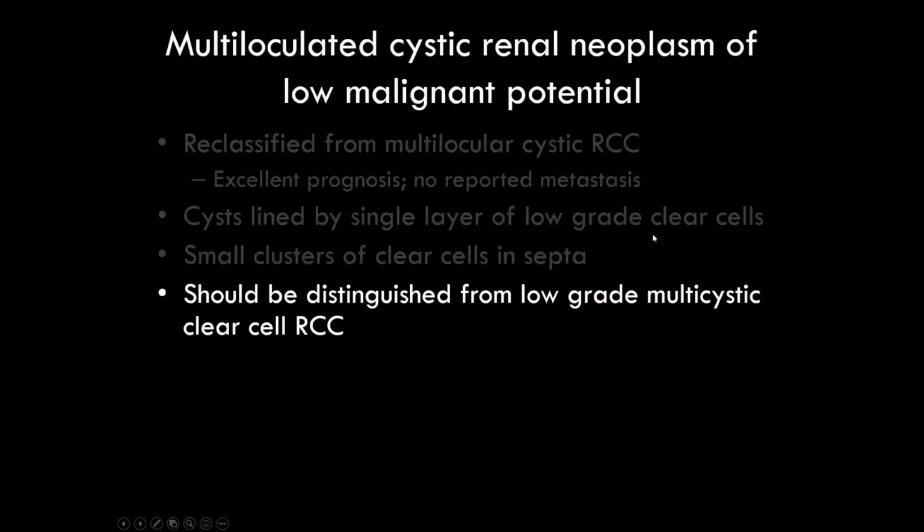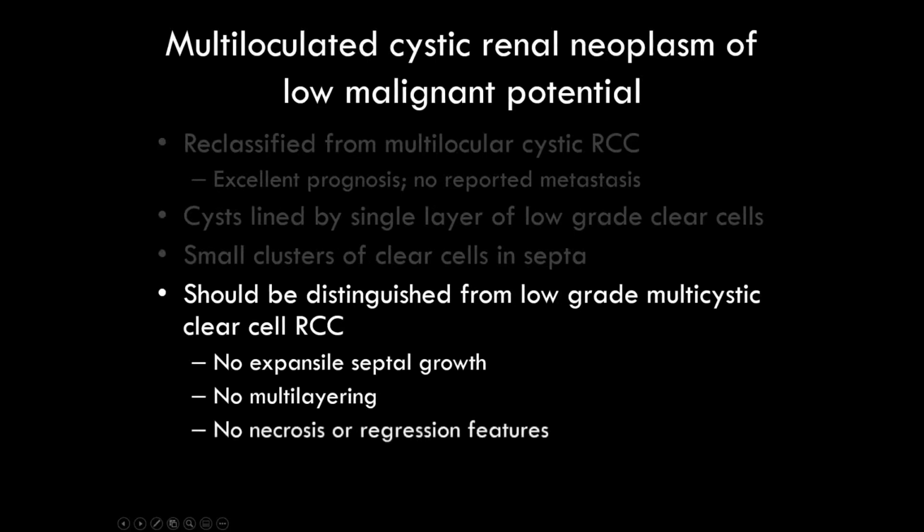So it becomes important then to distinguish this from a low-grade multicystic clear cell renal cell carcinoma, because those can still metastasize. So the criteria that we use to differentiate these are, in the septa, where you saw those small clusters of clear cells, there should not be an expansile growth. And then in the surface of the cyst lining itself, there should not be multilayering or any kind of complexity. And then thirdly, you should not see any features of regression or necrosis in the rest of the tumor area. So let's see how this looks.